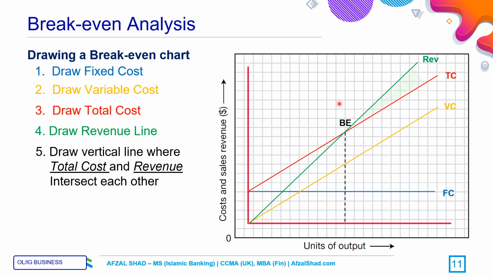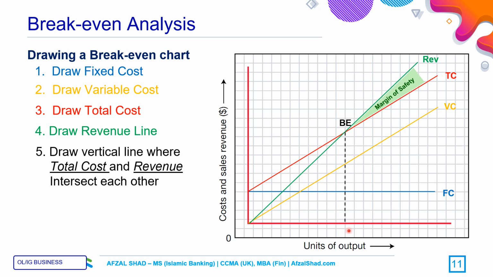So the point after the break-even, that is called as margin of safety. What is margin of safety? Suppose the break-even is at this point of output, suppose 5,000 units, and our current production is 10,000 units. What extra? How many extra we are producing? 5,000 extra. Let's take another example.